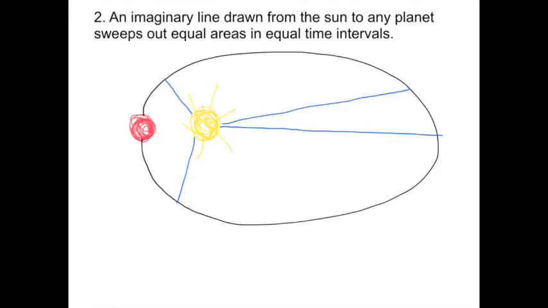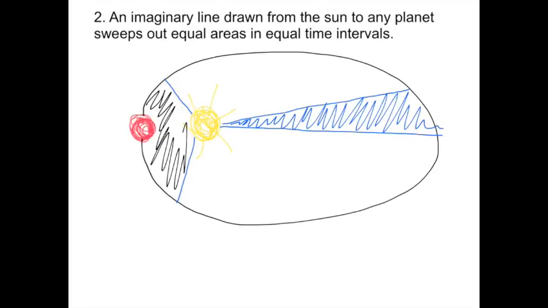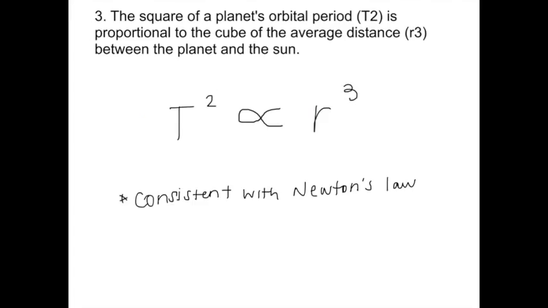Kepler's second law states that an imaginary line drawn from the Sun to any planet sweeps out equal areas in equal time intervals. So if you visualize this, you can see that even though a planet is moving in an ellipse, the area over here on this side that I'm coloring in blue will equal the area I'm coloring in black on this side. That's because as the object moves closer to the Sun, it will speed up in its orbit, making these two areas the same over equal time intervals.